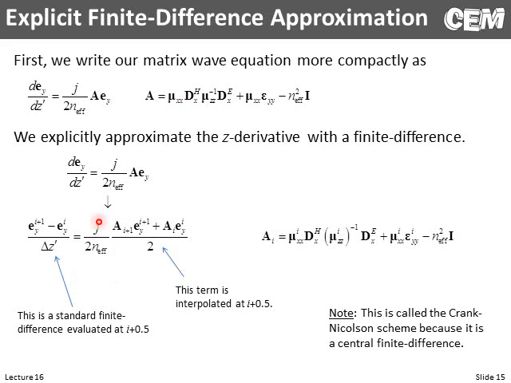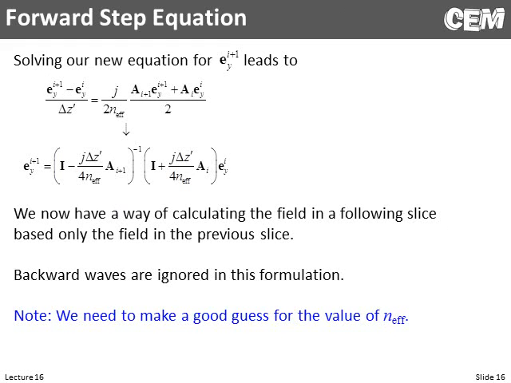And it is from this equation that we'll derive an update equation. And we do that by solving this equation for the E y at i plus 1, the electric field in the next slice. This is the unknown, and we solve for it. So when we do that, here's what we get. Here's our expression for the electric field in the next slice based on the field in the previous slice. And notice that depends on this A matrix from the ith slice and also the A matrix in the i plus 1 slice. It also depends on the cell size in that longitudinal direction, delta z.